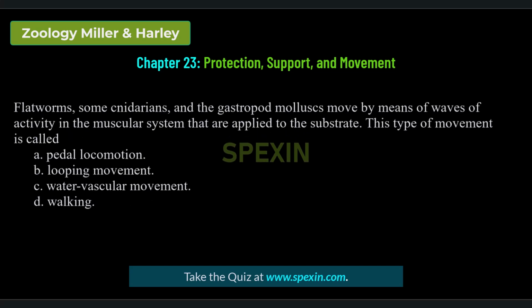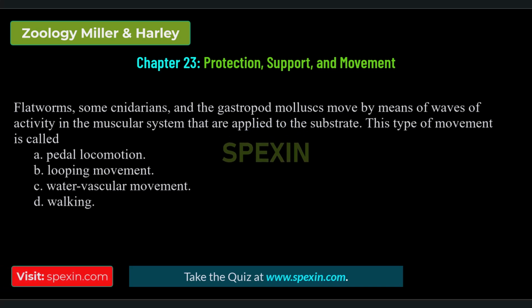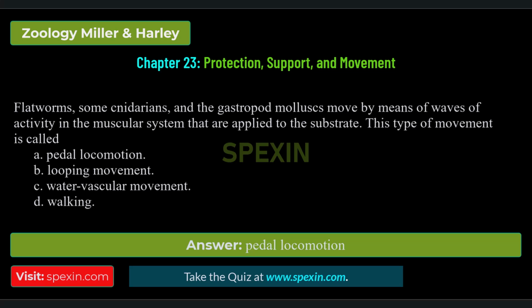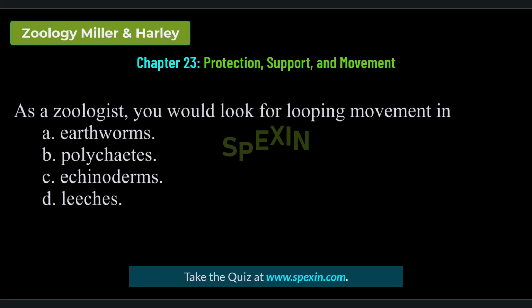Flatworms, some cnidarians, and the gastropod mollusks move by means of waves of activity in the muscular system that are applied to the substrate. This type of movement is called pedal locomotion, looping movement, water vascular movement, walking. Correct answer: pedal locomotion. As a zoologist, you would look for looping movement in earthworms, polychaetes, echinoderms, leeches.